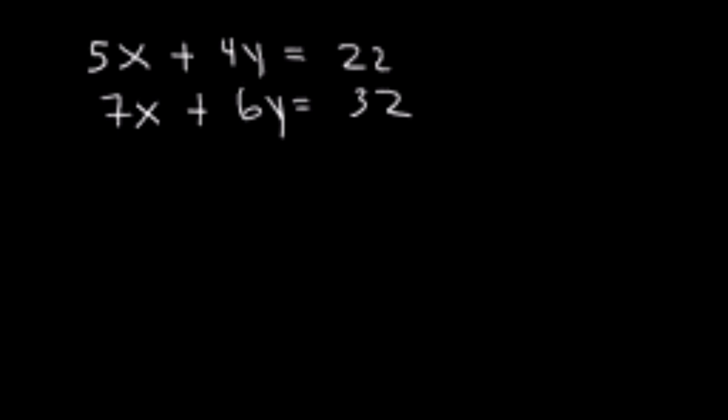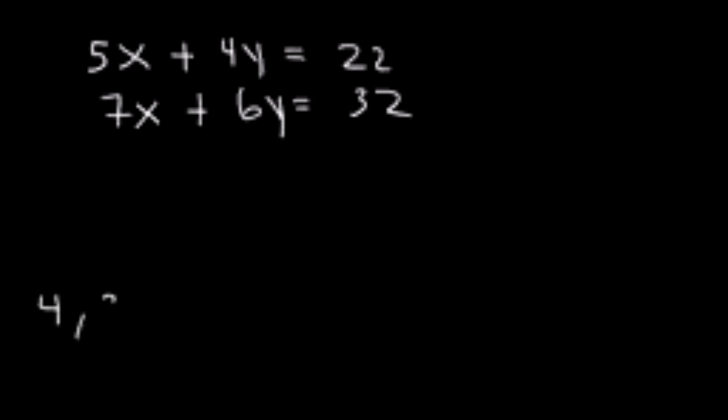Feel free to pause the video and work on this example. So we can either cancel x or y. Let's cancel the y variable again. So we need to change the two equations such that when we add them, the y variables will cancel. So first, we need to find the least common multiple between 4 and 6.